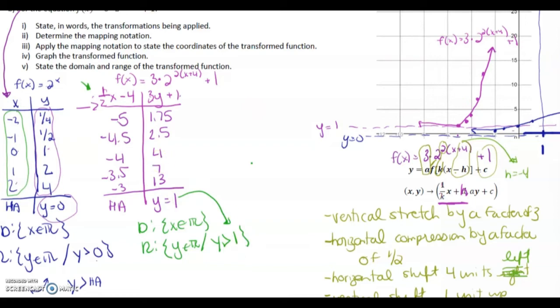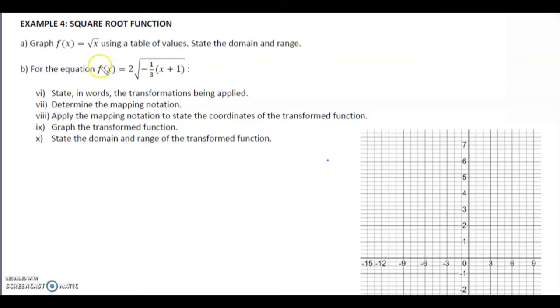Okay, so example 4, we're going to do the square root function. So graph f of x equals the square root of x using a table of values and state the domain and range. Okay, so if we have f of x equals the square root of x, we're going to have a table of values in the form x comma y. And the numbers that we're going to use are 0, 1, 4, 9.